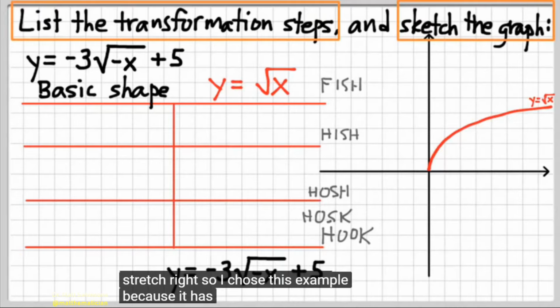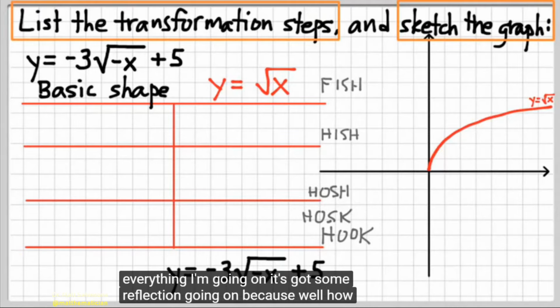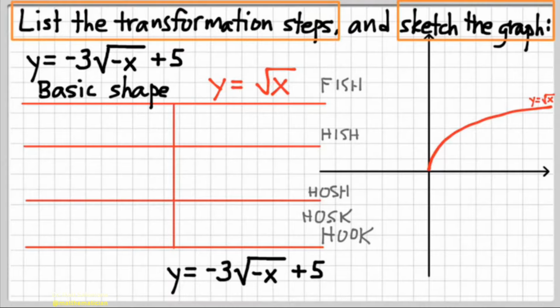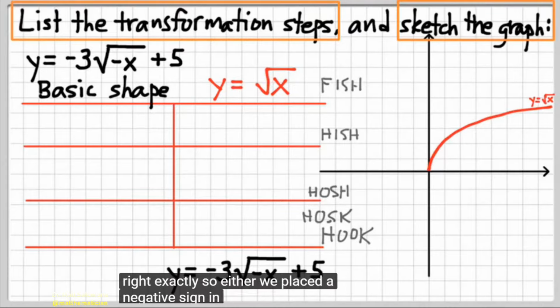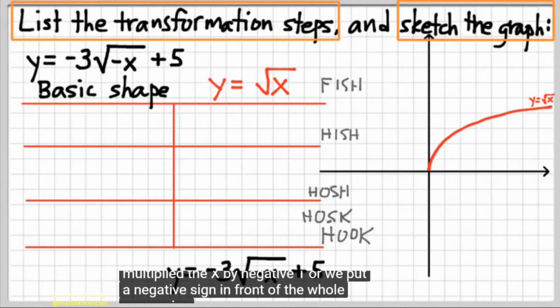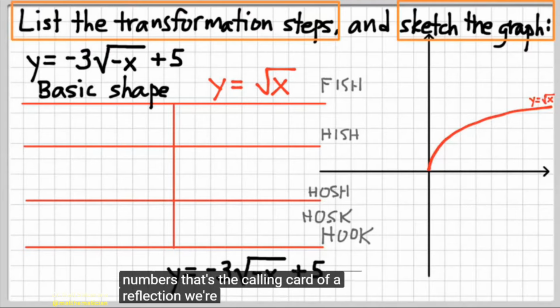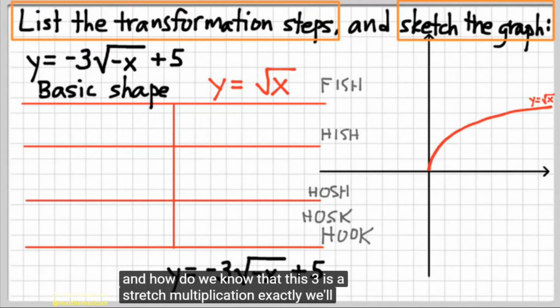So I chose this example because it has a little bit of everything going on. It's got some reflection going on because, well, how do you recognize a reflection when you see it? A negative sign where? Right, exactly. So either we place the negative sign in front of the x, we multiply the x by -1, or we put a negative sign in front of the whole expression, which multiplies the y by -1, essentially. So we're doing some multiplication by negative numbers. That's the calling card of a reflection. We're also seeing a stretch. And how do we know that this 3 is a stretch? Multiplication, exactly. We'll talk about what kind of stretch it is in a moment.